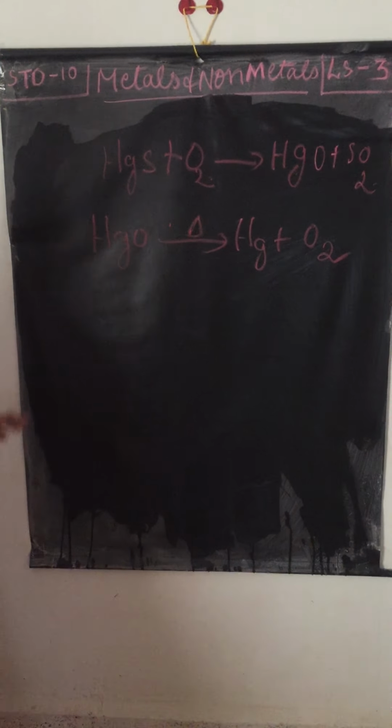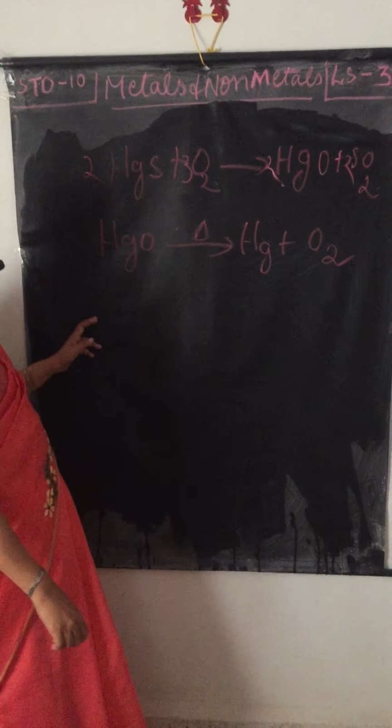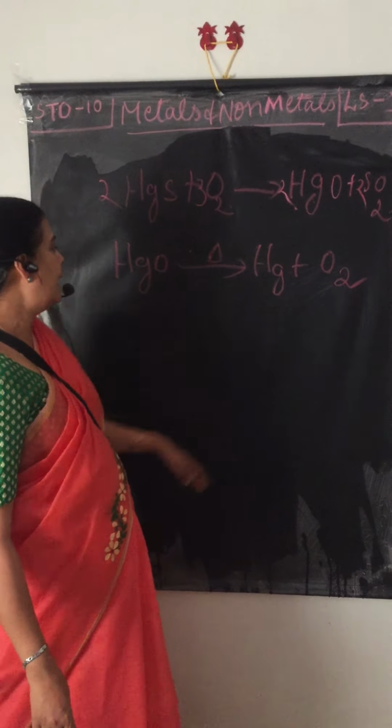In order to balance the equation, because sulfur is 2, you have to put 2 over here, and mercuric oxide on heating gives mercury and oxygen. So in order to balance the equation, put 2 over here.